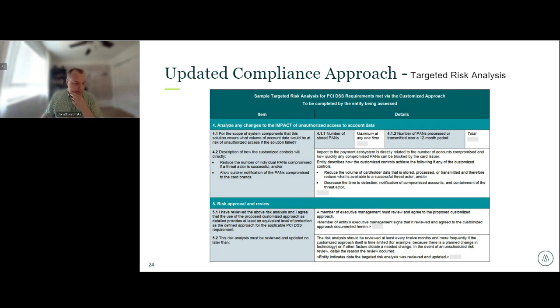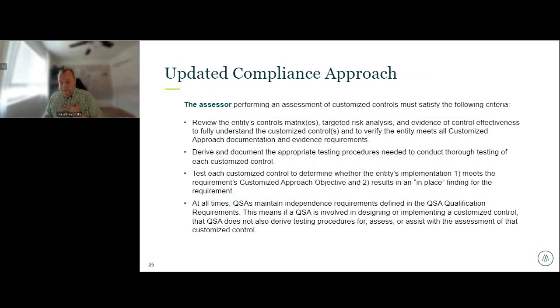And just to wrap up here, I'm going to point out what we have to do as assessors when an organization is using a customized approach. When we are reviewing the customized approach, we have to review your control matrices. We have to review your targeted risk analysis. We have to review the evidence that you collected as part of your internal testing to make sure that you are doing your due diligence to make sure the control is operating effectively. And not only that, in case you didn't catch it, organizations that are implementing their own customized approach have to do their own testing procedures.